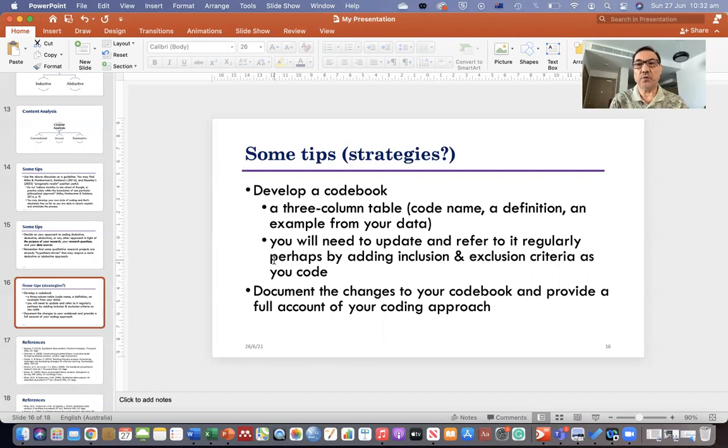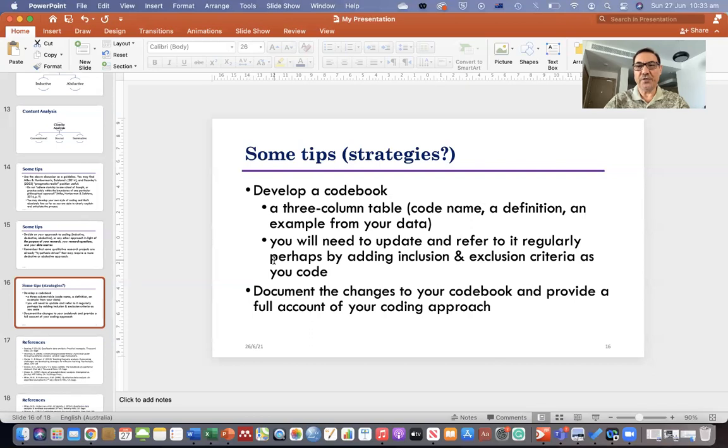You will need to update and refer to it regularly because qualitative data is reiterative and recursive. It's not linear. You go to your data, go back and think about your coding scheme, revise it, and again apply it to your data. So your coding scheme, once drafted, needs to be updated regularly based on your observations and reflections. And it's very important to document the changes that you make to your codebook and provide a full account of your coding approach if you are going to write a thesis in the chapter of methodology, or a paper in the methodology section of your paper, and so on and so forth.